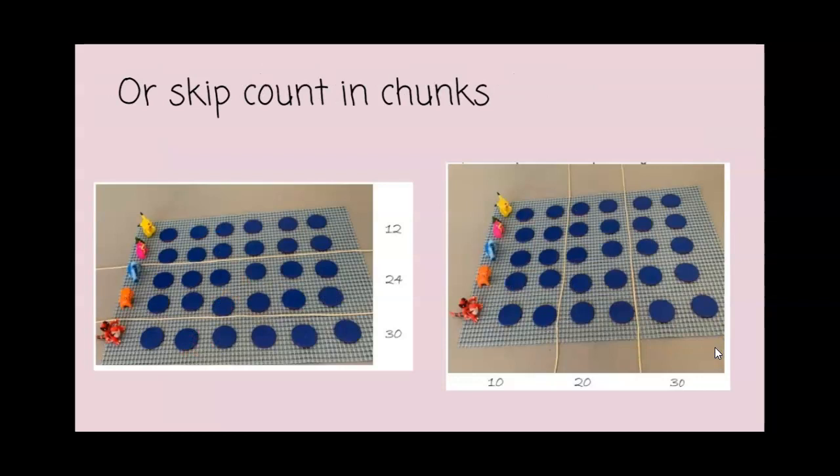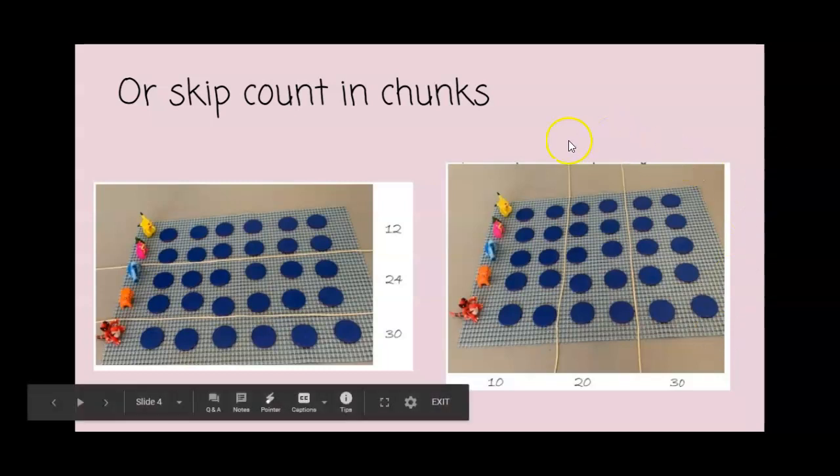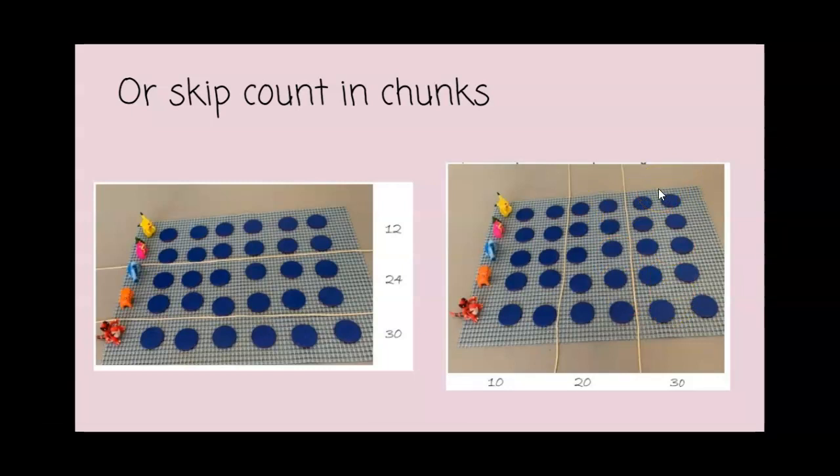The other way that we can skip count is to break it off into chunks. So I know if I'm looking at this picture here, that each column had 5 in it. So I know that 2 columns is going to be 10. So I could count each set of 2 columns. So 10, 20, 30. So skip counting in chunks is definitely quicker than counting by ones.